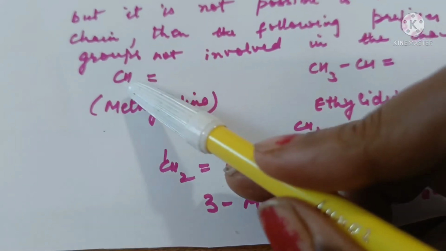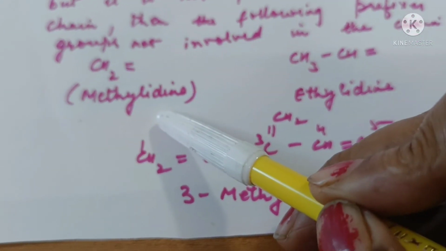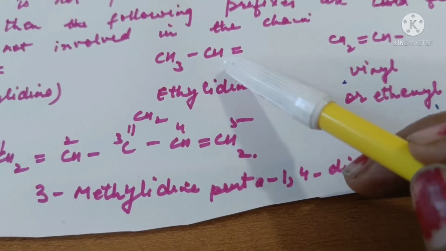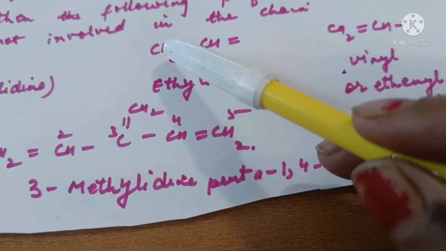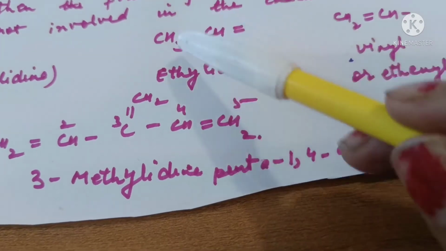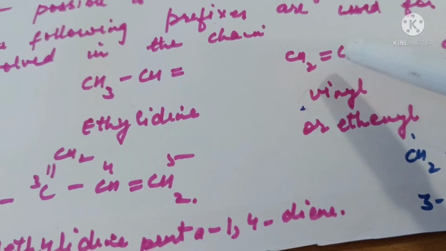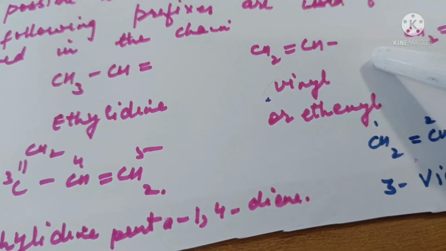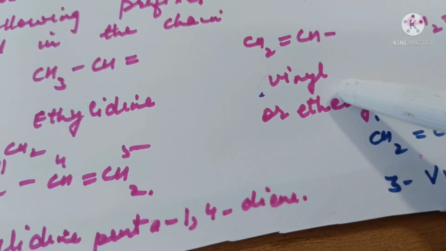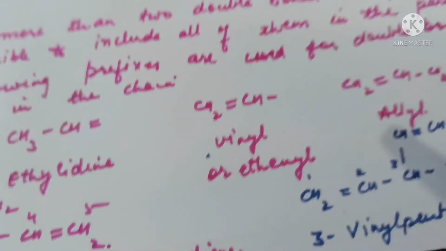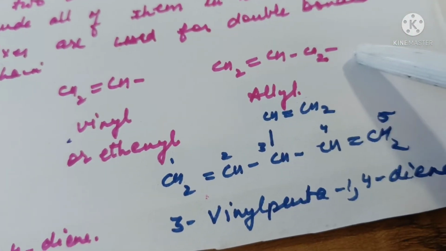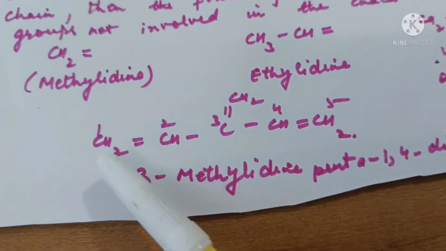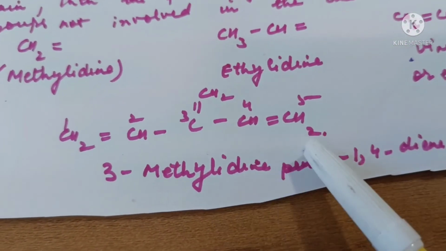So for double bond CH2, we use the prefix methylidene. For a 2-carbon group CH3CH double bond, we use ethylidene. For the CH2 double bond CH single bond group which is not in the parent chain, we use the prefix vinyl or ethenyl, and similarly for this one we will use allyl as prefix. So accordingly, let's name this compound.